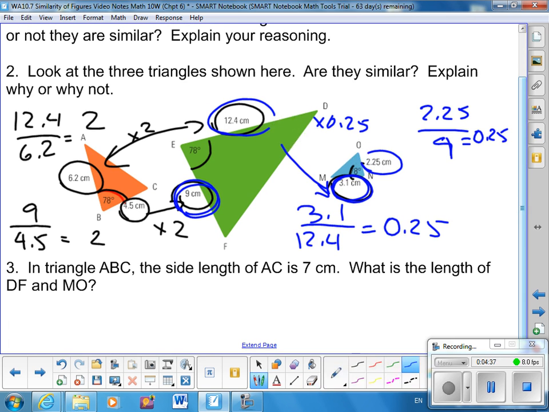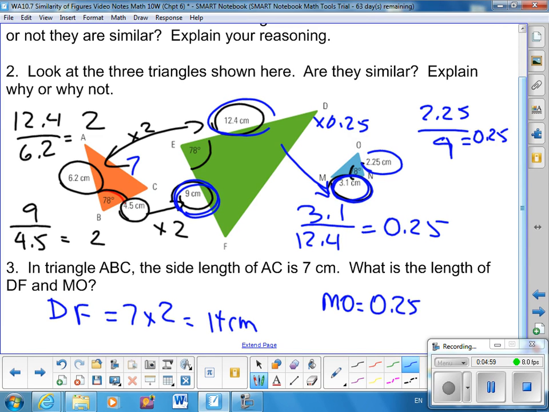Okay, in triangle ABC, the side length of AC is 7. So what is the new side length DF? We take 7 times the scale factor of 2, which is 14 centimeters. And for MO, with the scale factor of 0.25, we go 14 times 0.25 equals 3.5. So I used this length here and changed it by times 0.25 to get 3.5.